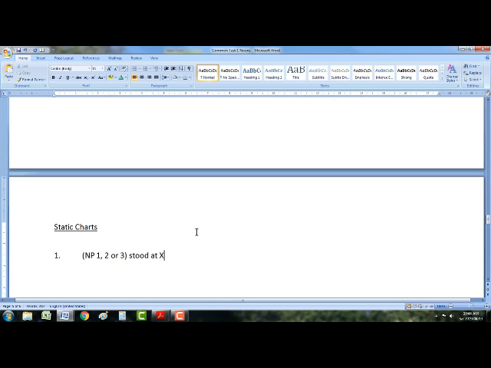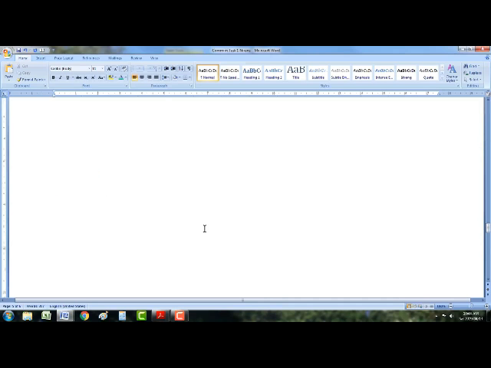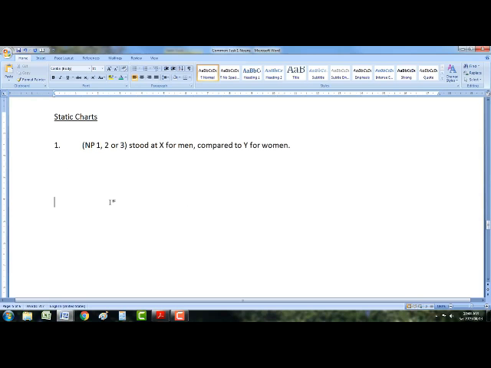And I'm just going to say men and women are the categories. Stood at X for men, compared to. We won't even say in 2010 because you don't want to say in 2010 after every sentence. So this is our noun phrase 1, 2, 3 sentence that you're going to remember for static charts. This you can also say as opposed to, compared to, as opposed to. I'll use that in the task 1 later. I'm going to give you another one here later, but I just want to show you for noun phrase 4.